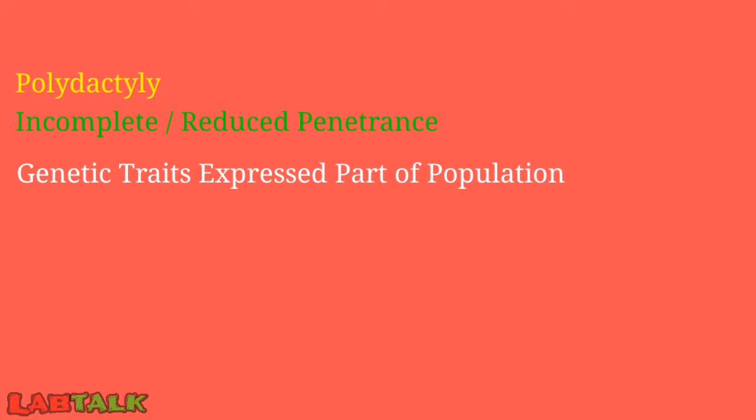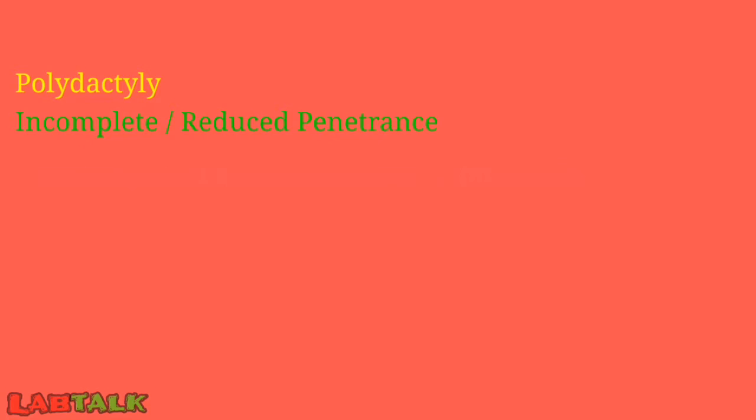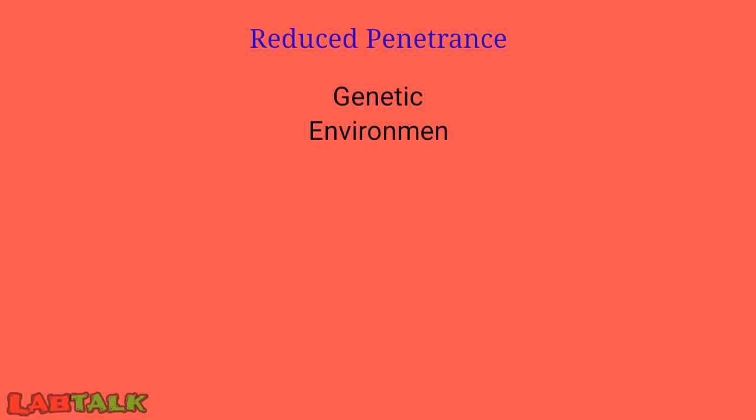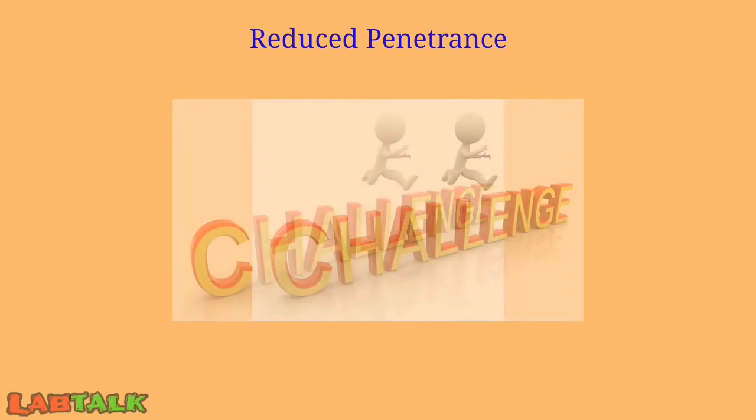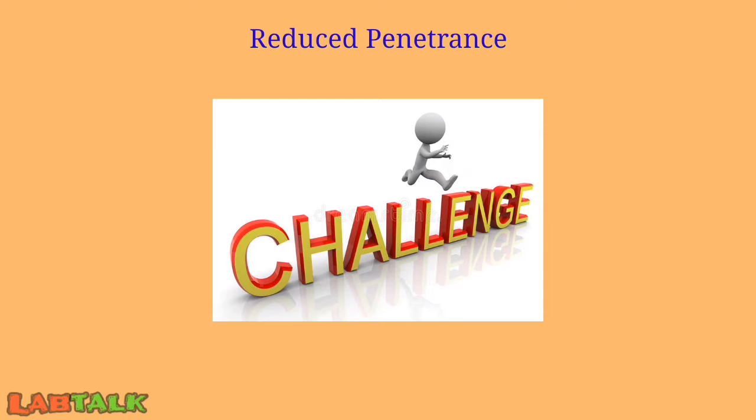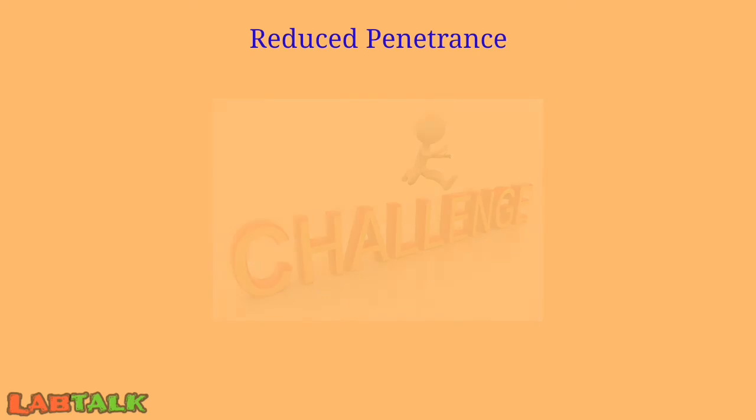The penetrance of expression may also change in different age groups of a population. Reduced penetrance probably results from a combination of genetic, environmental and lifestyle factors, many of which are unknown. The phenomenon can make it challenging for genetic professionals to interpret a person's medical history and predict the risk of passing a genetic condition to future generations.